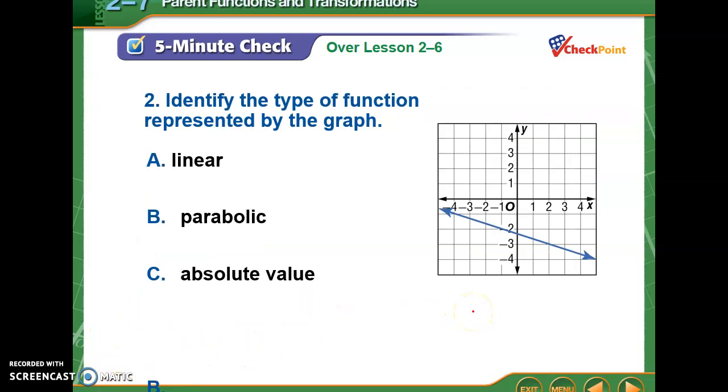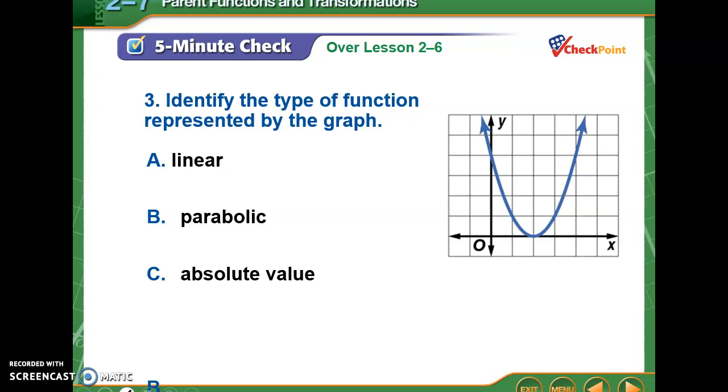Try this one. How do you identify this type of function? Is it linear, parabolic, or absolute value? Okay, if it is a straight line, this is linear. Okay, it's a line.